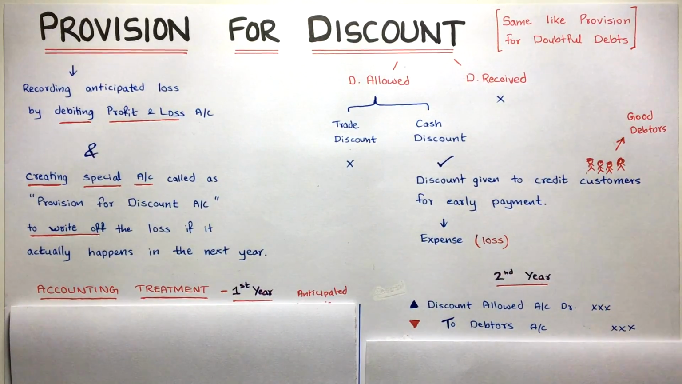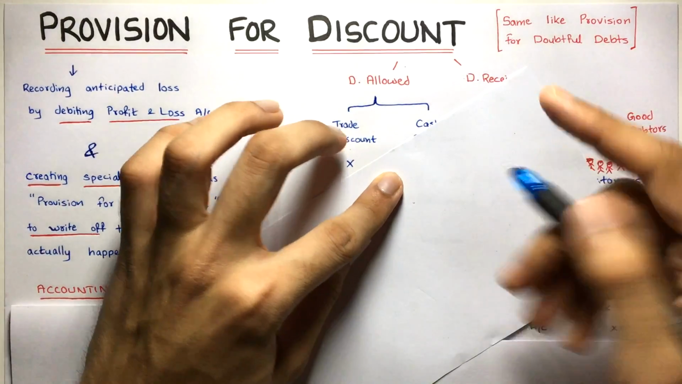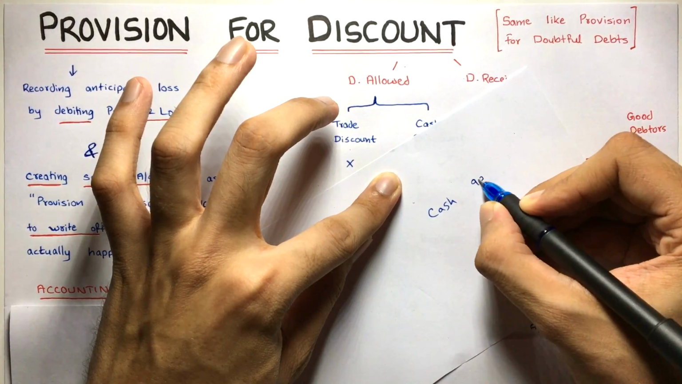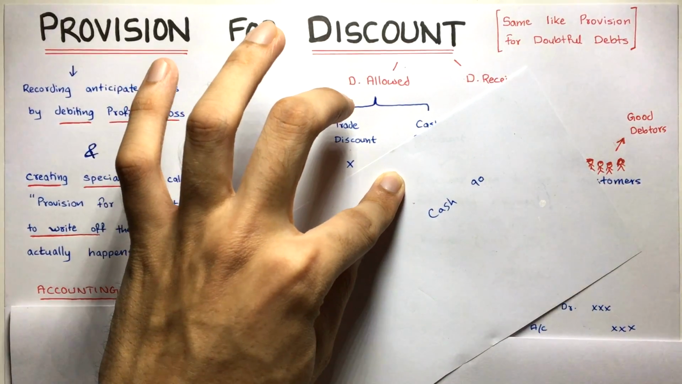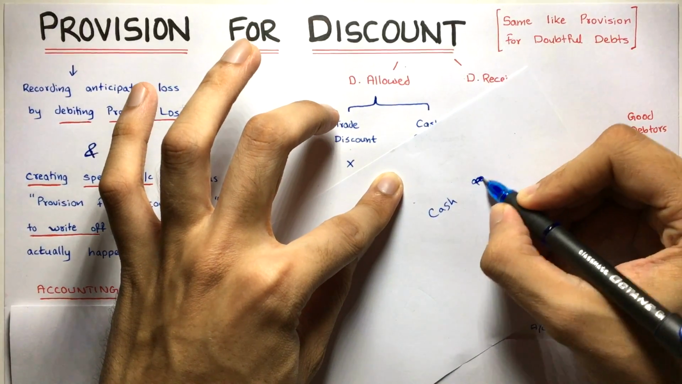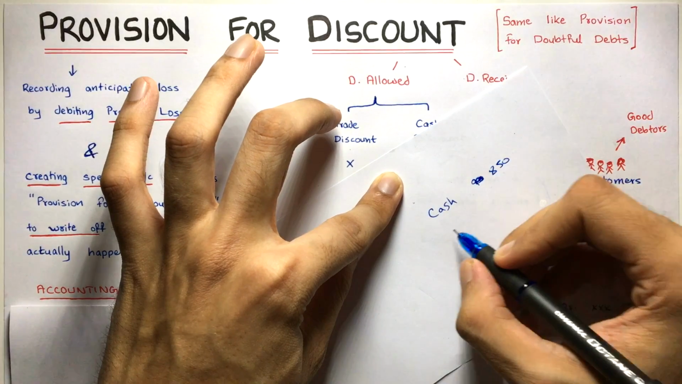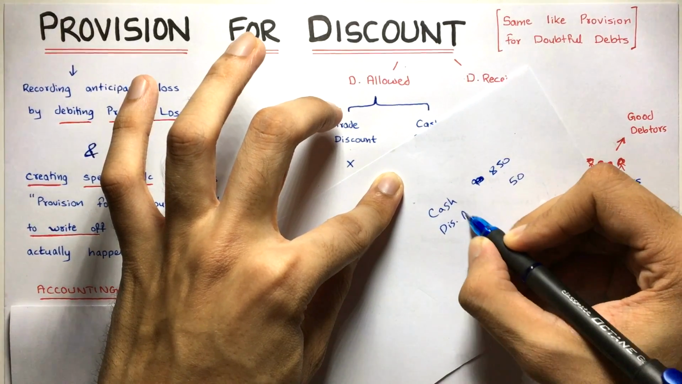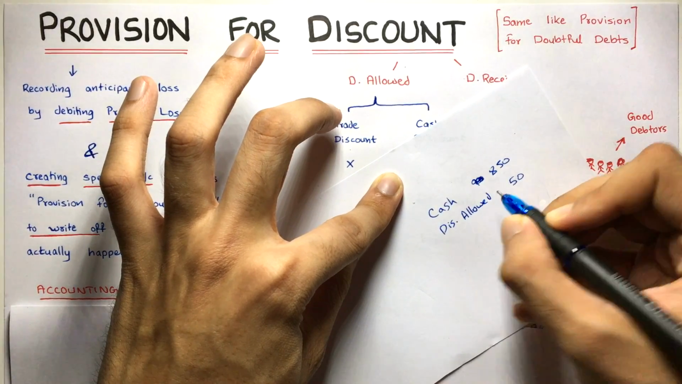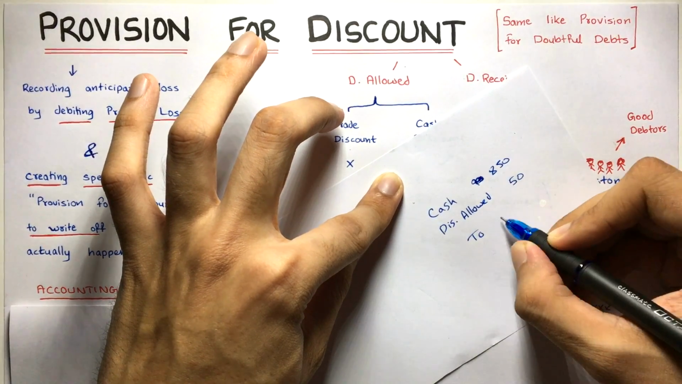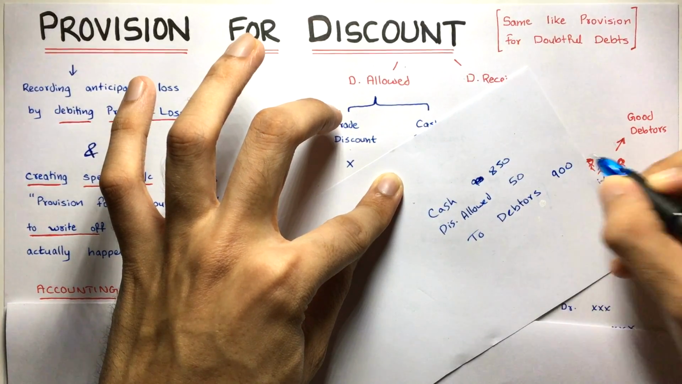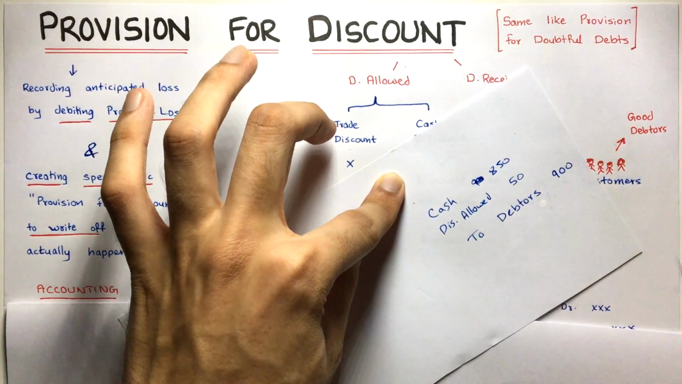Okay, but if you're talking about the whole entry, then the whole entry will be like this. For example, the compound entry will be like this. See, you have received cash of how much? You have received cash of 900. Was it 900? No, sorry, you have received only 850, right? So 850 you have received, the remaining 50 you have not received, so it's a loss. So that will be discount allowed, and then the debtors will be reduced by the entire amount, that is 900.